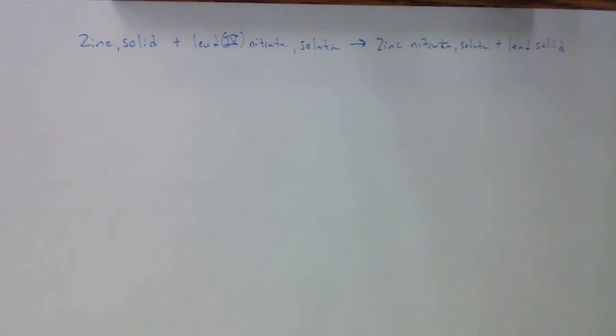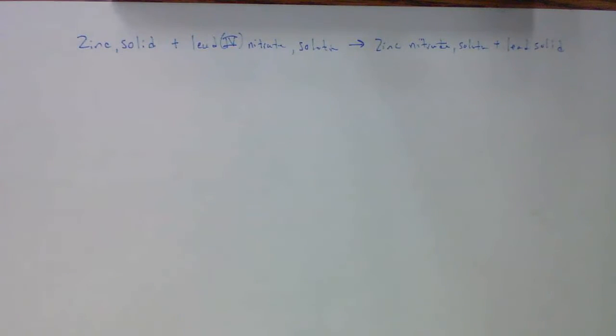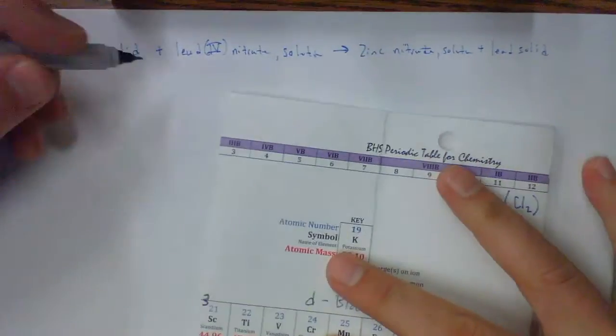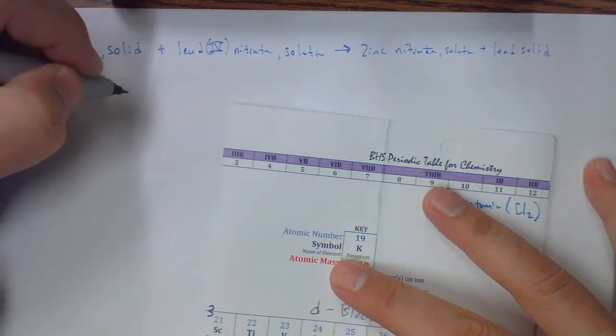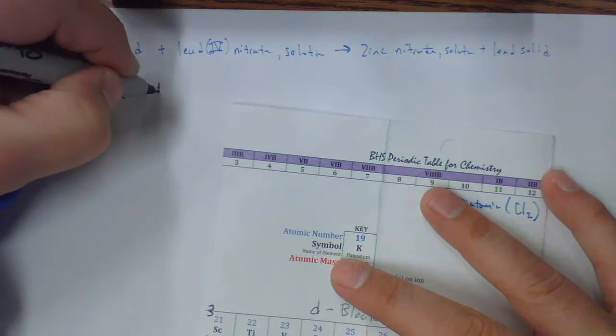So my first step is to look at my formulas for each of these things. Now, if I go to zinc and look it up on my periodic table, I find zinc and I see that zinc is Zn. So I'm going to write this as Zn. Now, it is a solid, so they're telling me the physical state, so I'm going to make sure I include my physical state.